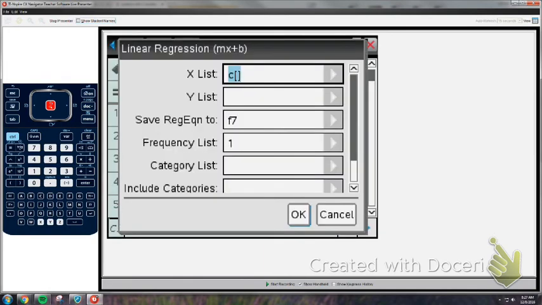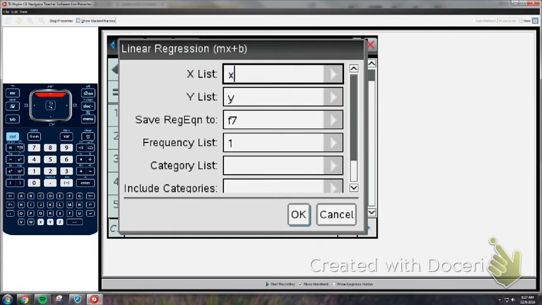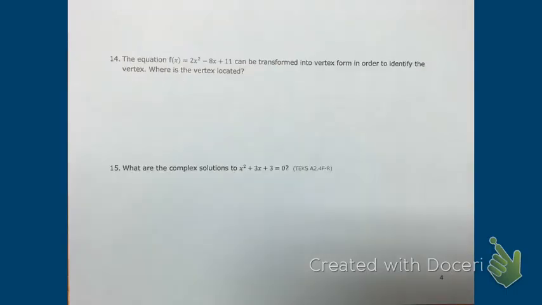In this column is where you're going to put your X up top and your Y on the bottom, and then after that you can just scroll all the way down to OK, and it will give you an answer. But I didn't fill in all the values, so it's not going to give me an answer. But that's how you do it on your calculator.